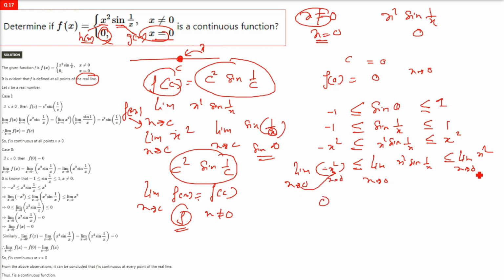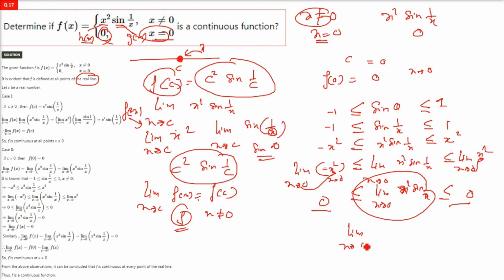This is also 0. So the middle one is between 0 and 0. That is, it has to be equal to 0. There are two boundary values which are 0, 0. That means the x square sine 1 by x has to be 0. So when you apply limit x tends to 0 for x square sine 1 by x, it is going to be 0.